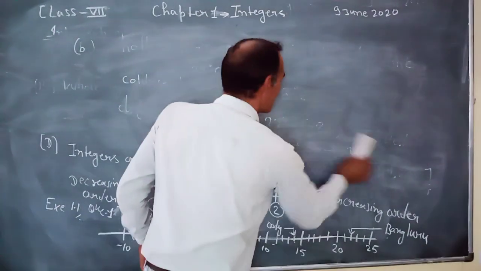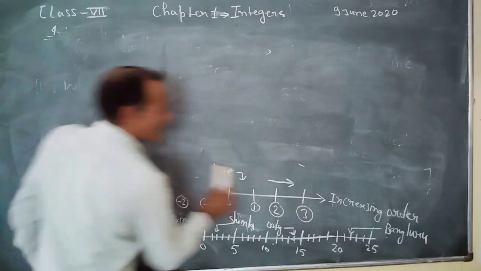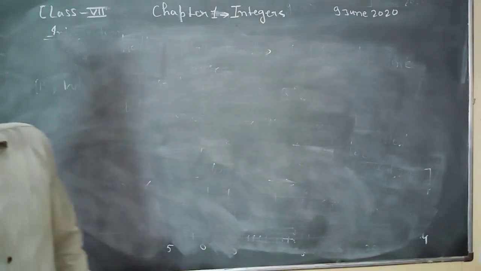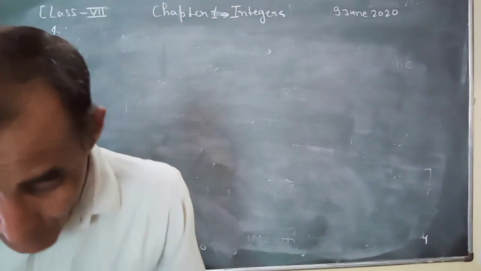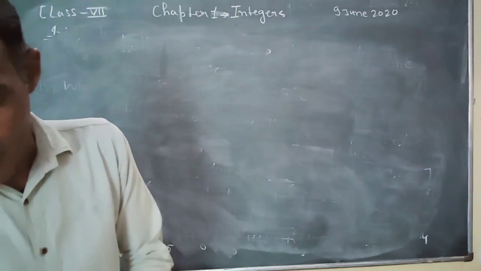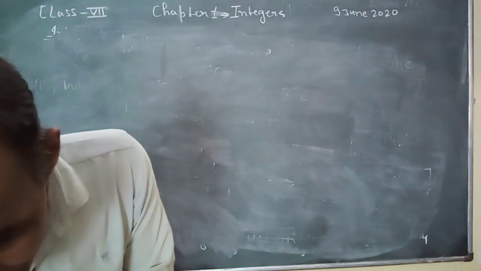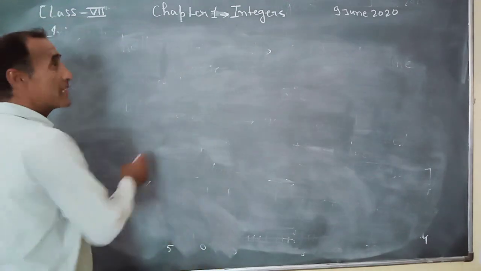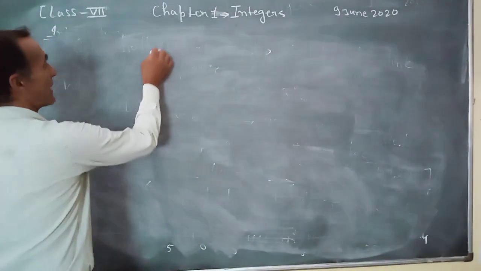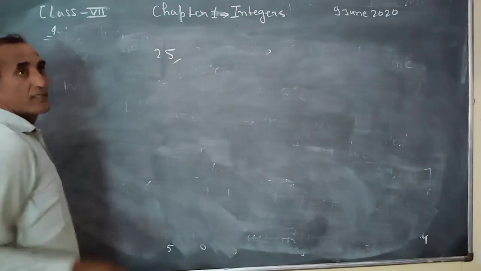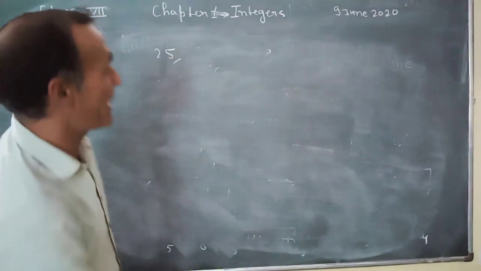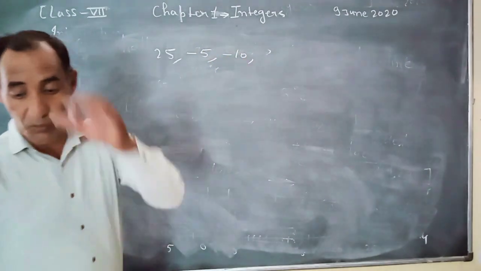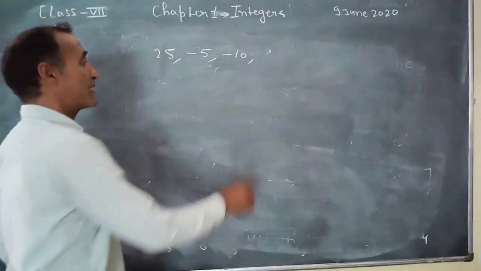Question number 2 of exercise 1.1, chapter 1, integers. In a quiz competition, a student Jack scores in 5 successive rounds. In the first round he gets the score 25, and in the second round his score is -5. In the third round his score is -10, and in the fourth round his score is 15.